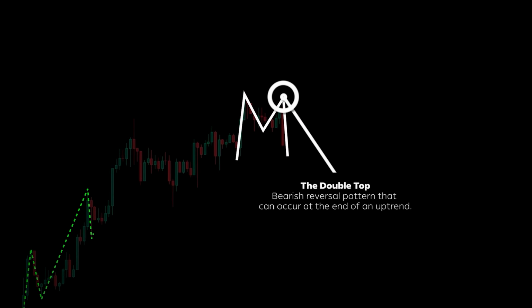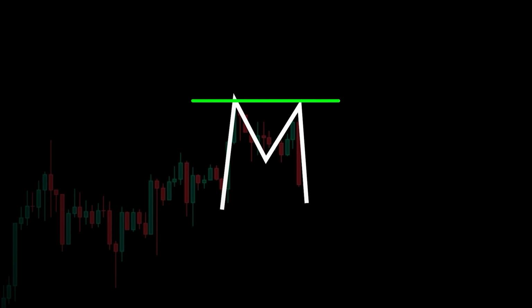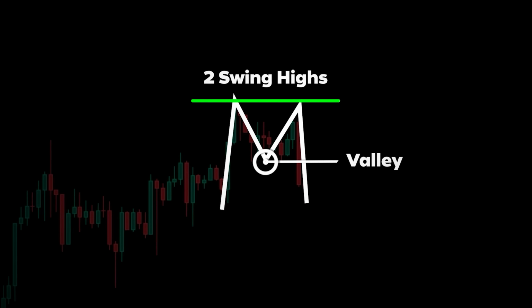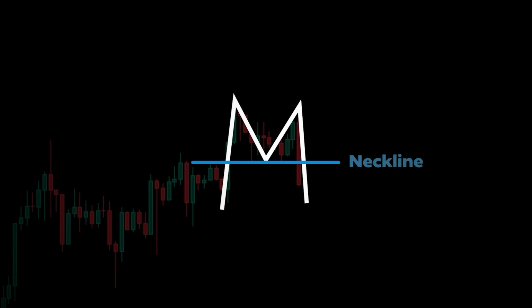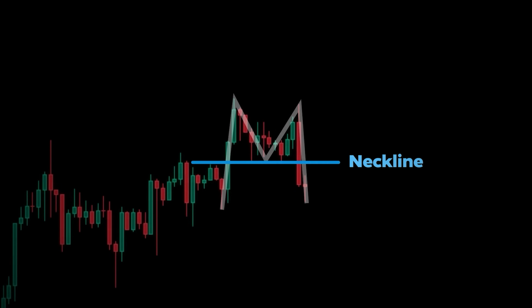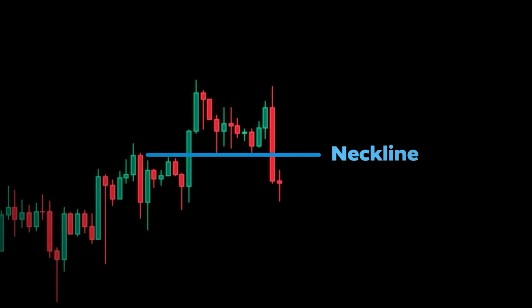This is a classic bearish reversal pattern that can occur at the end of an uptrend. It consists of two almost equal-sized highs that are close to one another in height and separated by a small valley. By drawing out a line at the valley, we can create our neckline. This pattern is confirmed once the asset price breaks below the neckline.